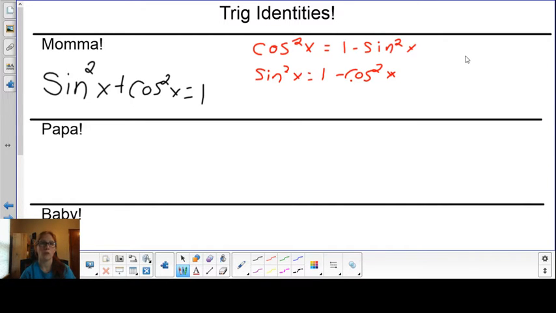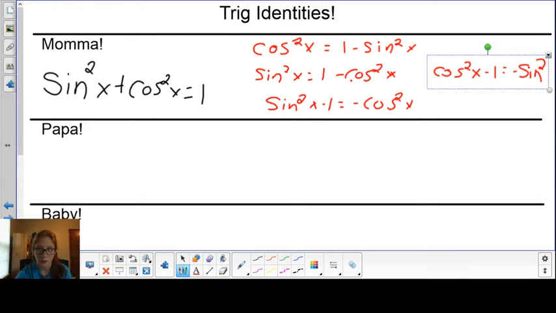Well, what if I wanted to move more than just one thing? What if I didn't want 1 minus? What if I wanted sine squared minus 1? What would that have to be? Well, if I subtract the 1 over here, I have 0. So I'd have to move this guy over with a negative, so he'd be negative cosine squared. And similarly, if I had cosine squared minus 1, that would be equal to negative sine squared of x. So all I've done between my original equation in black and all these different versions in red is manipulate with addition and subtraction.